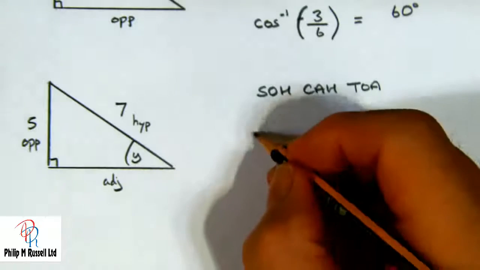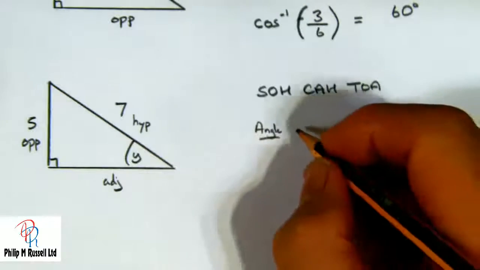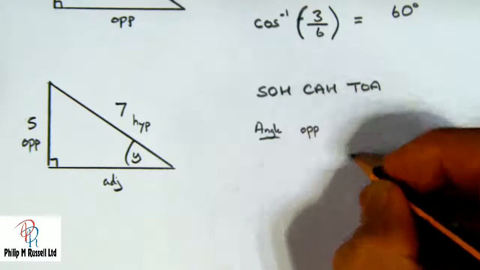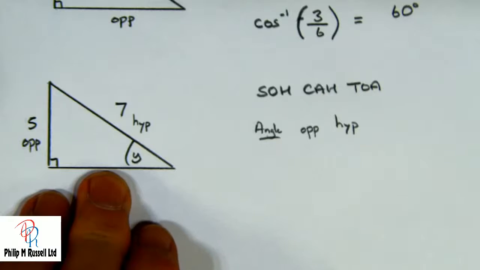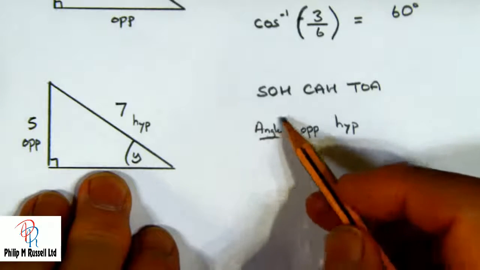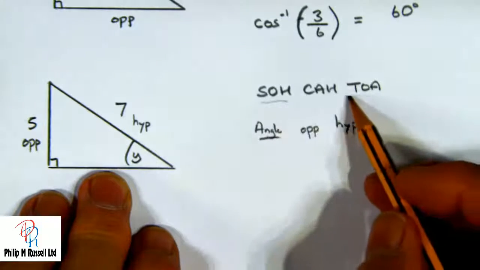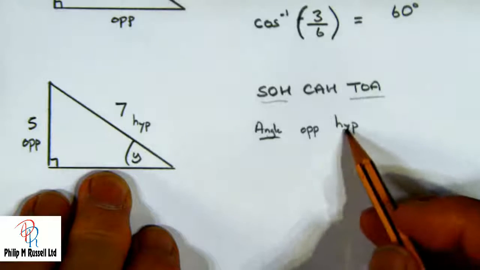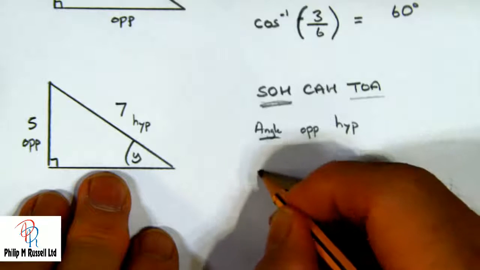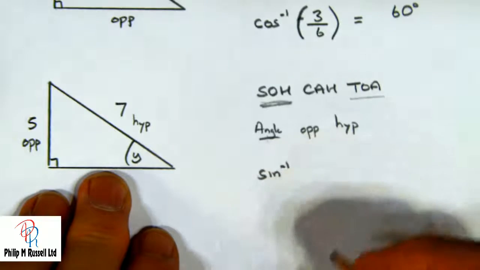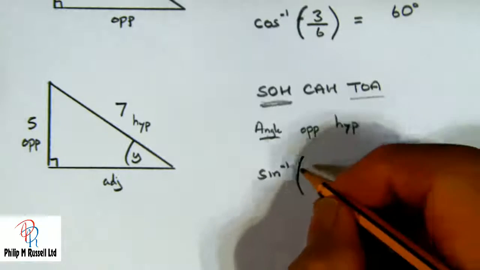What have we got? We've got an angle. That's what we want to find. And then we've got the opposite, and we've got the hypotenuse. The adjacent isn't going to be used in this sum. So I've got an angle, it's going to be sine, cos or tan. I've got the opposite, so that's going to be sine or tan. And then I've got the hypotenuse, so it's going to be sine. We're finding an angle, so this is going to be sine minus 1 of the opposite over the hypotenuse.